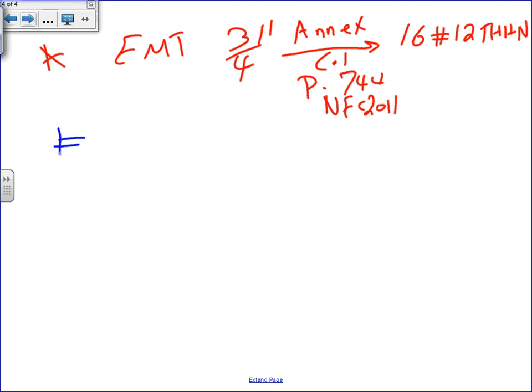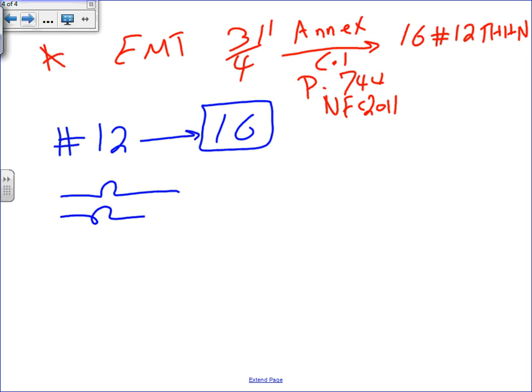Number 12. I have 16 of them. Okay. Now, three-phase circuits. Let me show you a typical three-phase circuit. Here's one, here's two, here's three, and here's a neutral. How many conductors in a typical three-phase circuit?